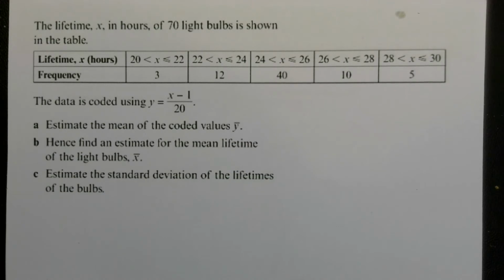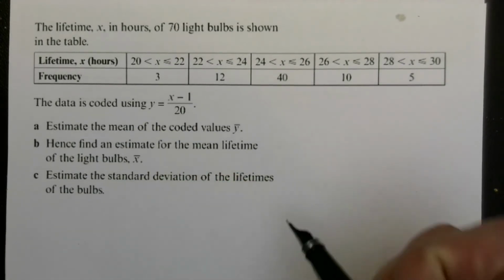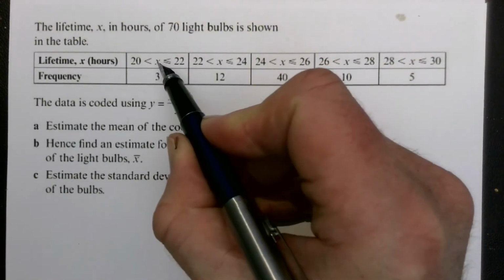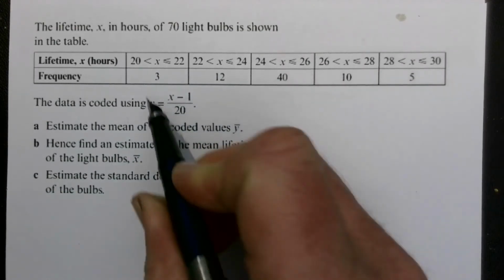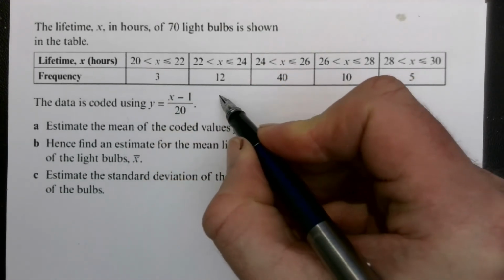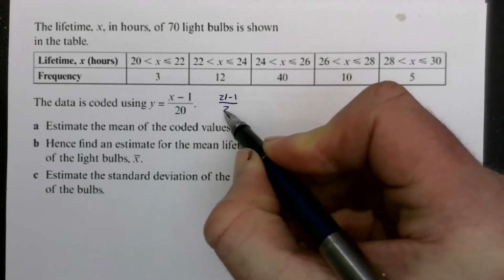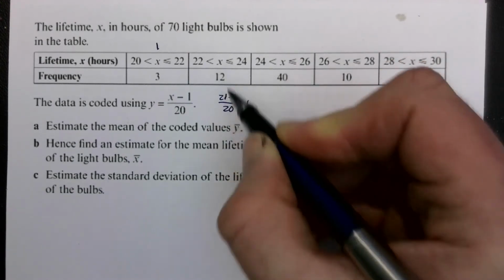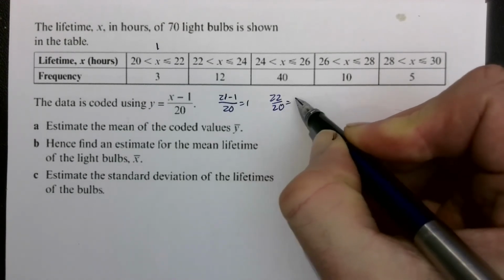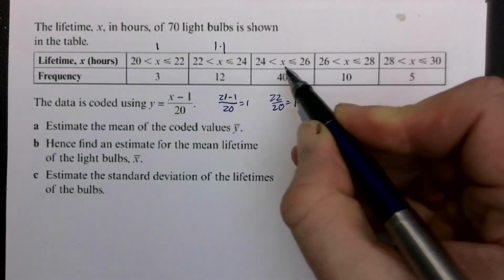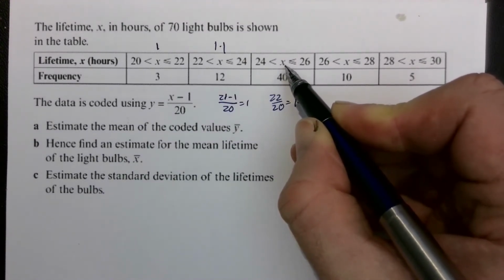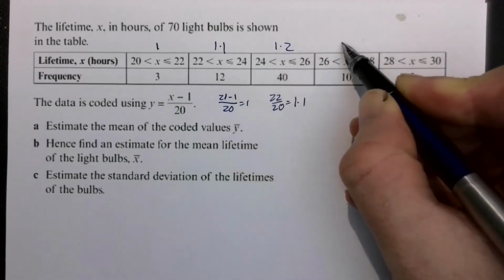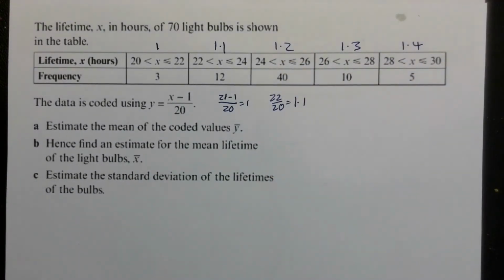Practice time. So pause the video and give this a go. Right, so we've got to estimate the mean of the coded values. So this is the data. We've got to code it first of all. So here we've got to code the midpoint, haven't we, before we can estimate the mean of these. So the midpoint there, 21 take 1 is 20 divided by 20 is 1. So I'll have 1 for that one. For here, if I do 23 take 1 is 22, 22 divided by 20 is 1.1. If I do the same process here, 25 take 1 is 24 divided by 20 is 1.2, and then I actually end up getting 1.3 there, and you should have got 1.4 there.